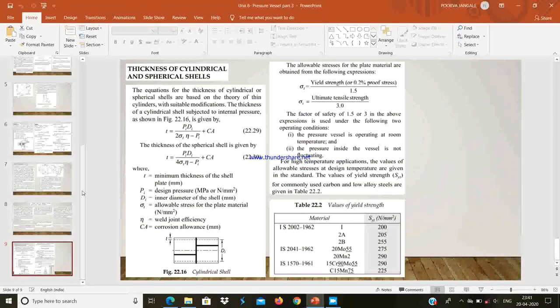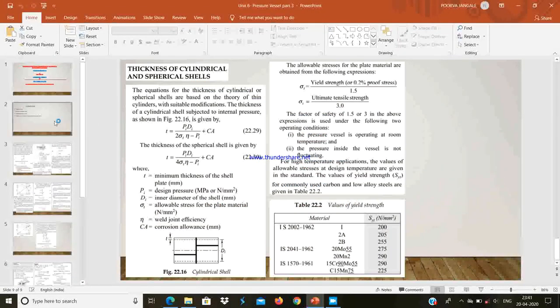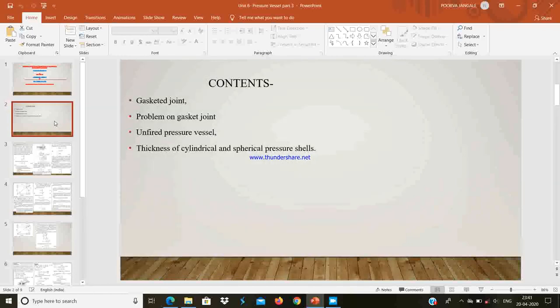In this session we covered the gasketed joints with an example, the unfired pressure vessels with their three classes, and the thickness of the cylindrical and spherical pressure shells. Okay, in the next section we will see the remaining part of the pressure vessel.